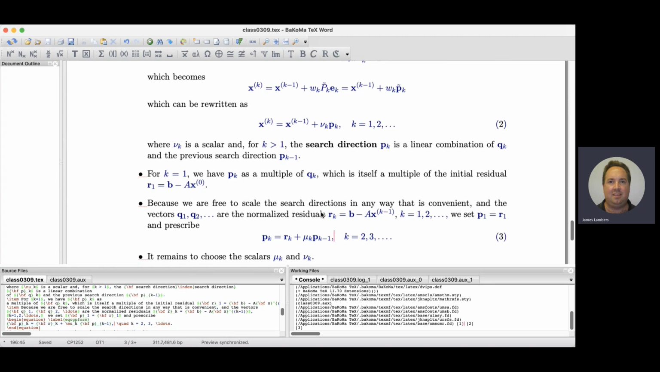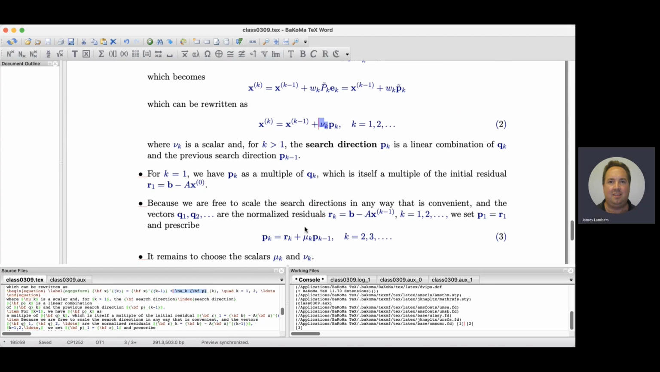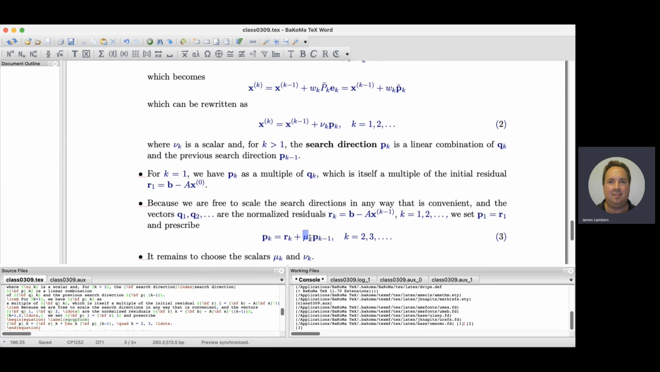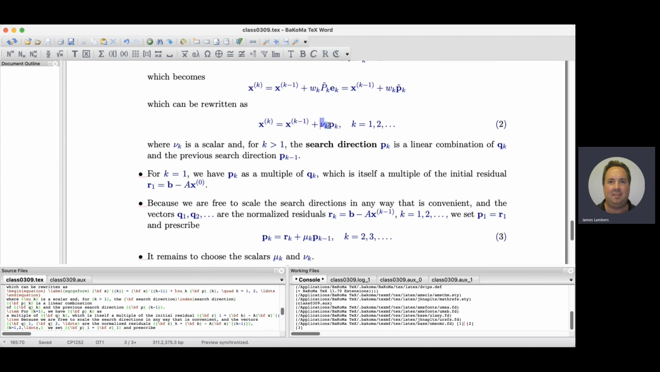So now, this is my new non-stationary iterative method where each search direction is determined by this relationship right here. Now, the method is not complete, though, because I haven't said anything about how we actually figure out these scalars, the nu_k here and the mu_k here. Because recall in steepest descent, the search directions were just the residuals, and then we had a formula for a scaling factor that we would put here. We don't have that yet, but now we're going to get that.